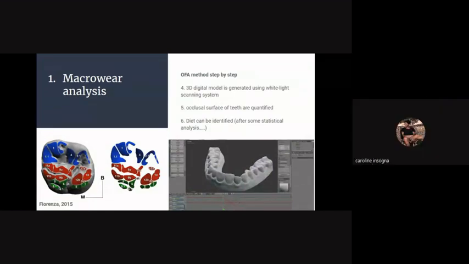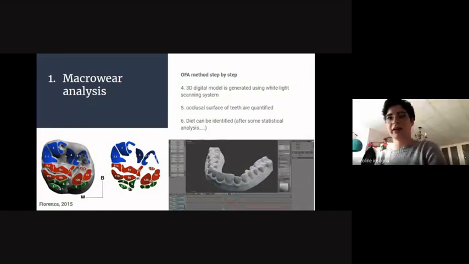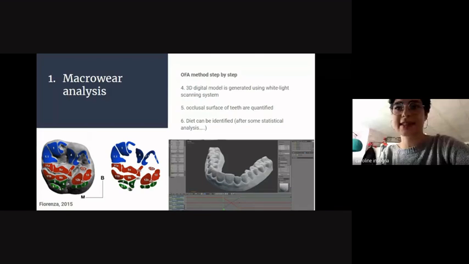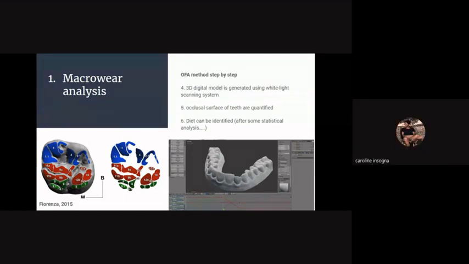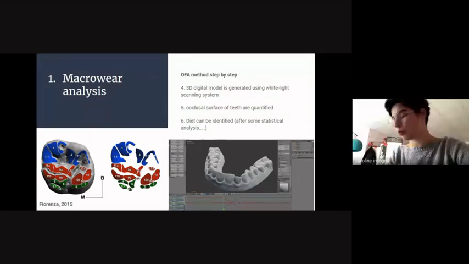Thank you. And then a 3D digital model is generated using a white light scanning system, and the occlusal surface of teeth can be quantified. And then diets can be identified based on what we know of the physical properties of meats or plants, and after some statistical analysis.